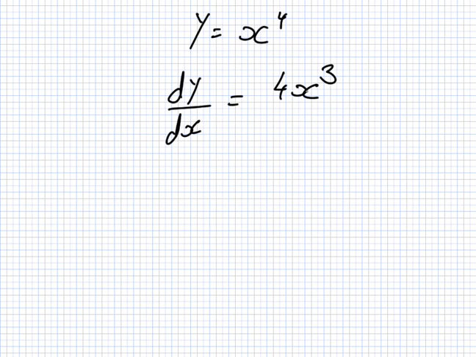So for example, if I had y equals x^4, what's the derivative here? Well, that's 4x^3, yeah. The second derivative is literally the derivative again. So we just do it again. Yeah, so what would that be? 12x^2. So there's nothing more to say about it than that.